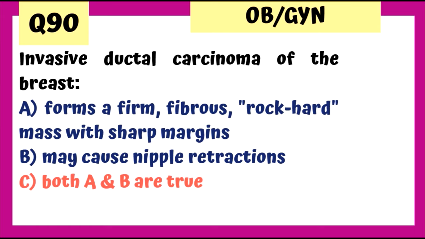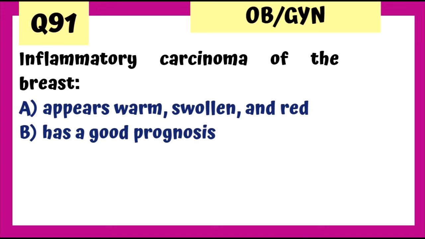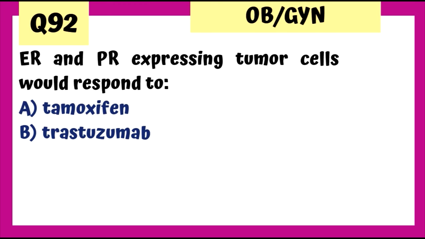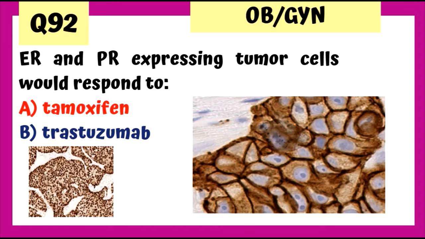That's invasive ductal carcinoma. Question 91, inflammatory carcinoma of the breast. It appears warm, swollen, and red, and it is very malignant, has a poor prognosis. Question 92, ER and PR expressing tumor cells would respond to tamoxifen, trastuzumab. That would be HER2-neu. This HER2-neu staining, we'd see it on the border since its expression is on the cell membrane, as opposed to estrogen and progesterone. There, we would see that inside the nucleus. Okay, so this is how we know we're talking about a HER2-neu staining on the right.